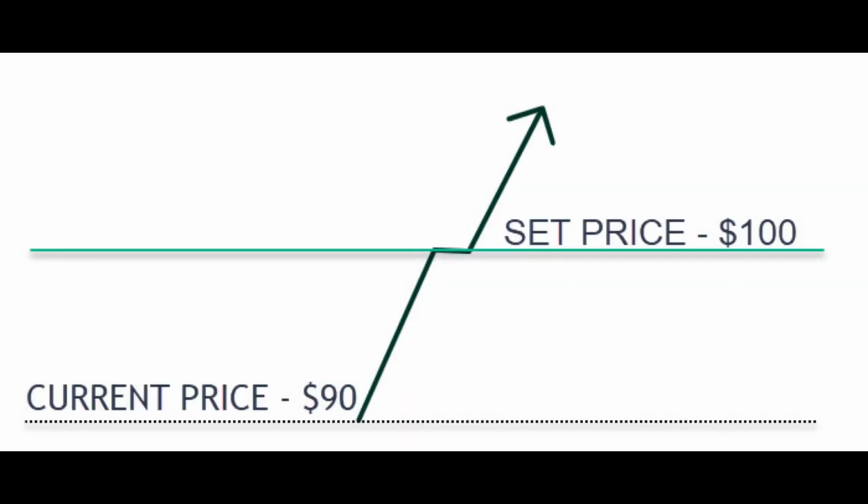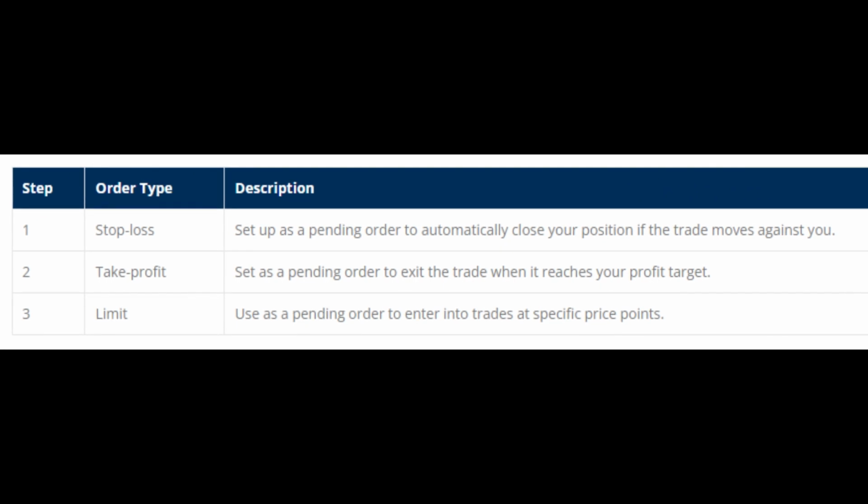Let's say I think stock XYZ is going to increase in value once it reaches $100, so a breakout. You place a buy order with a limit price of $100. So if the stock hits the price point, you're automatically in that trade. So how do you use them in day trading? Stop loss. You set it up as a pending order to automatically close your position if the trade goes against you. Your take profit, set as a pending order to exit the trade when it reaches your profit target. And a limit order, just use it as a pending order to enter into a trade at a specific price point.